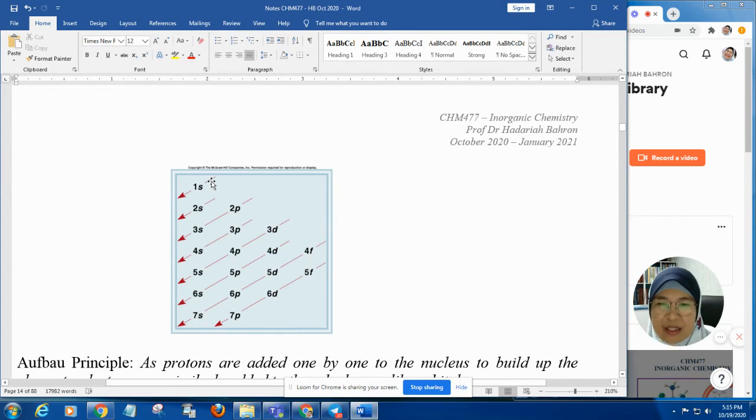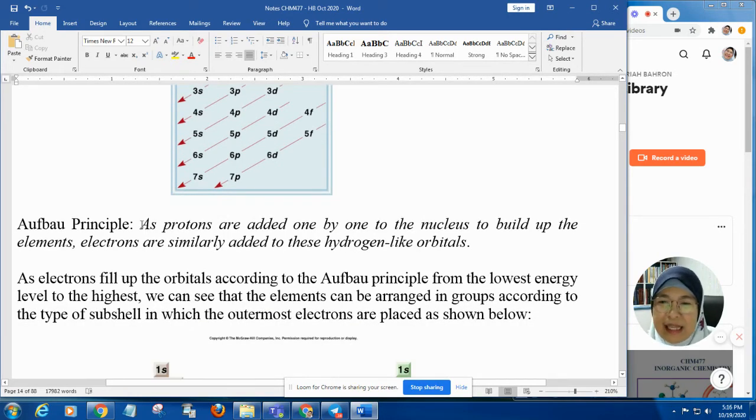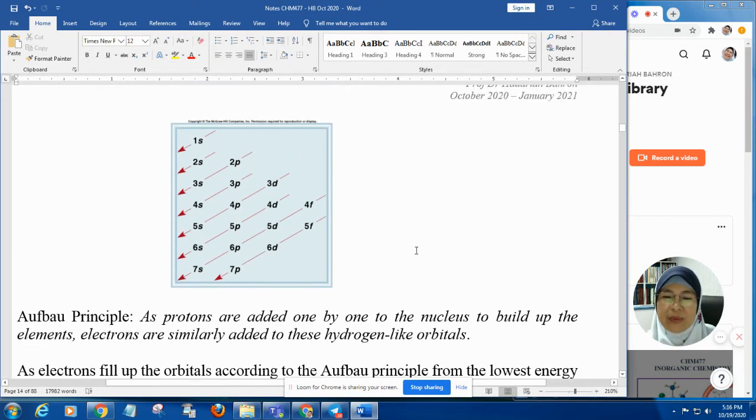This is the order at which orbitals are going to be filled in by electrons. So we have 1s, and then 2s, and then going back 2p, 3s, 3p, 4s, 3d, 4p, 5s, and so on and so forth. The Aufbau principle is saying that as protons are added one by one to the nucleus to build up the element, electrons are similarly added to these hydrogen-like orbitals. You add protons in the nucleus, you also have to add electrons in the orbitals. Otherwise, the charges will not be balanced.